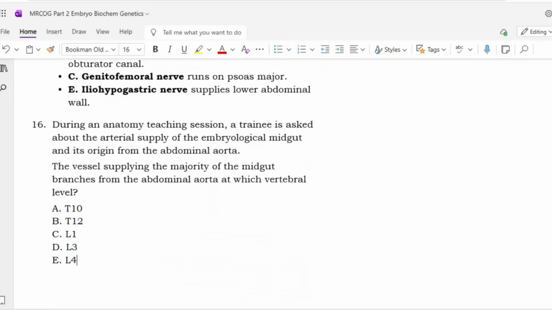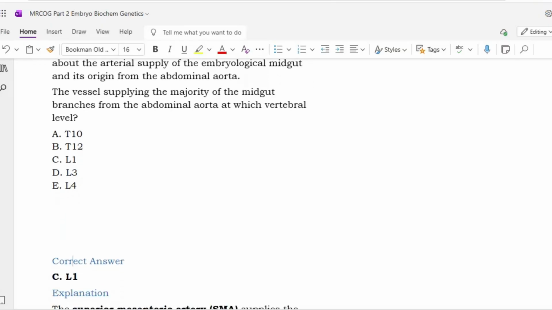Next. During an anatomy teaching session, a trainee is asked about the arterial supply of the embryological midgut and its origin from the abdominal aorta. The vessel supplying the majority of the midgut branches from the abdominal aorta at which vertebral level? T10, T12, L1, L3, L4. Sir, option C, L1. And which vessel supplies the midgut? Superior mesenteric artery. Yes, L1.